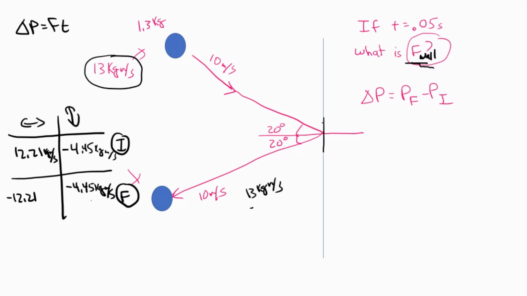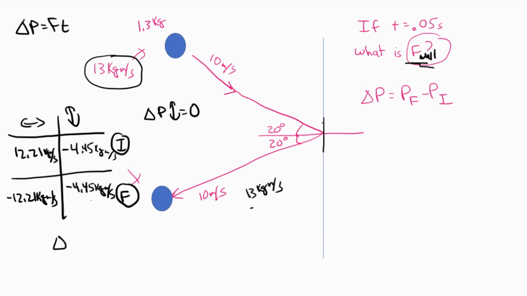So if we look at this then, my change in momentum only occurs in the horizontal direction. My change in momentum vertically is 0. It was going down and it's still going down. So it has the same downward momentum both times. So my vertical change in momentum is 0, which means there is no vertical force. There is none.